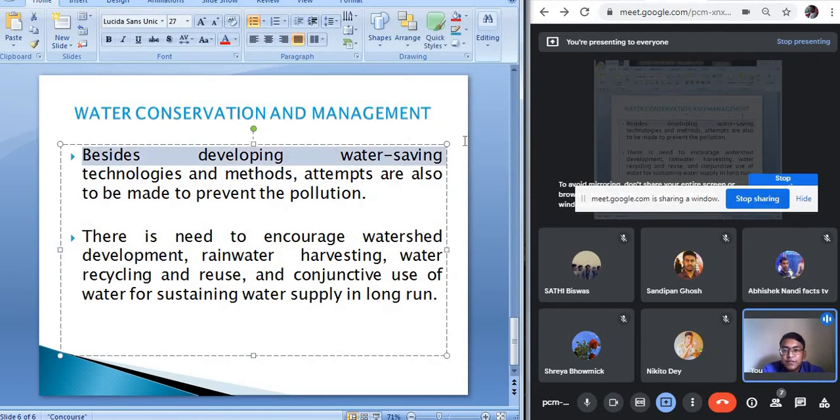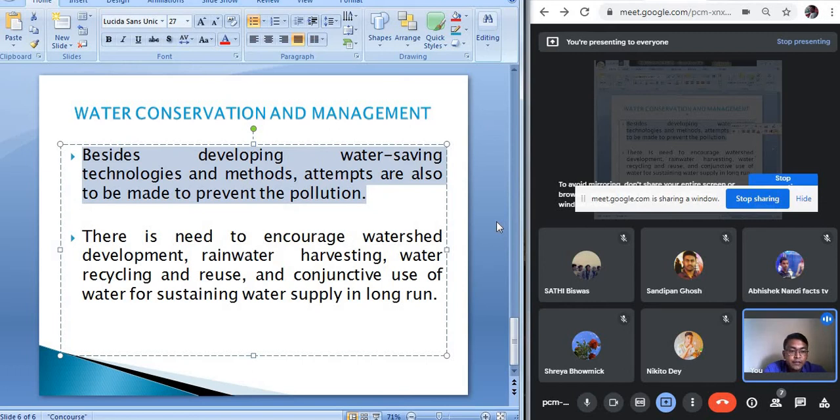Besides developing water saving technologies and methods, attempts are also to be made to prevent pollution. So we need to conserve the water through various water conservation techniques like watershed management and rainwater harvesting systems. And apart from this, we must ensure that the water of the rivers, the surface water and the underground water, remain free from pollution.